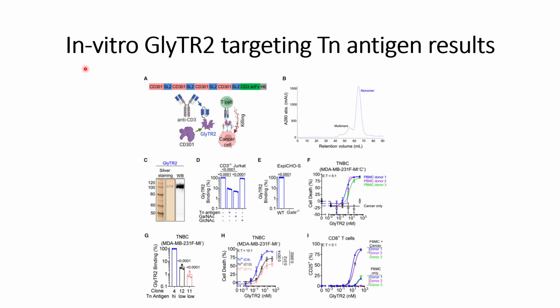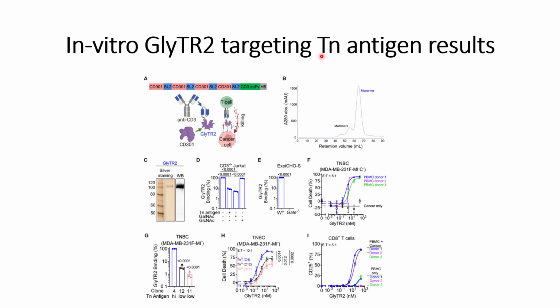In this video, we will discuss the in vitro GlyTR2 targeting TN antigen result. Here the GlyTR2 is designed to target a tumor-associated carbohydrate antigen, the TN antigen, which is overexpressed on solid tumors, for example in pancreatic cancers.